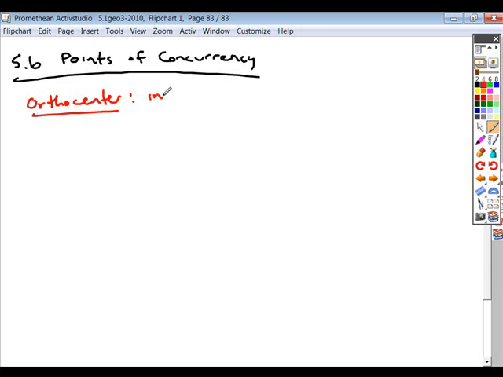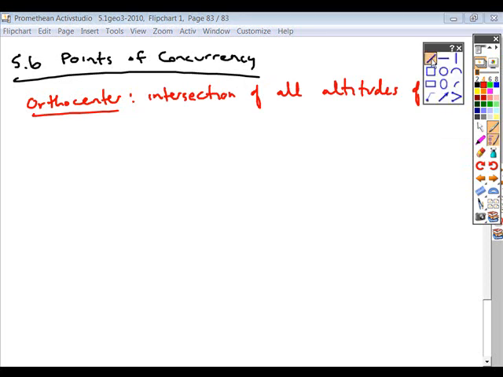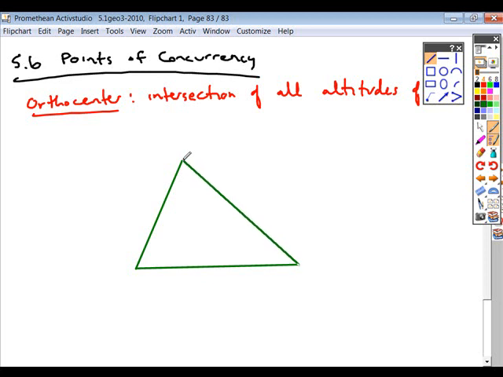The orthocenter is the intersection of all the altitudes of a triangle. So once again, if we start with a triangle, the altitudes are simply the perpendicular segments from a vertex to the opposite base.